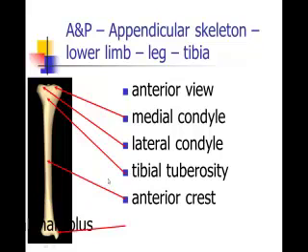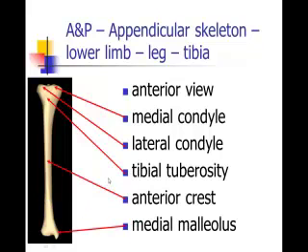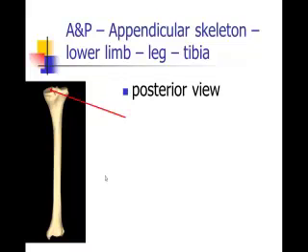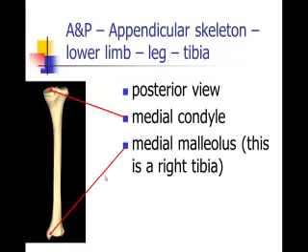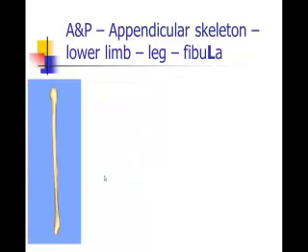Anterior crest and the medial malleolus. You know, the tibial tuberosity is anterior and the medial malleolus is medial. So if you position the bone that way, it gets to be pretty easy to tell left from right. Posteriorly, we have the medial condyle again, the medial malleolus again. Oh, and that was a right tibia.